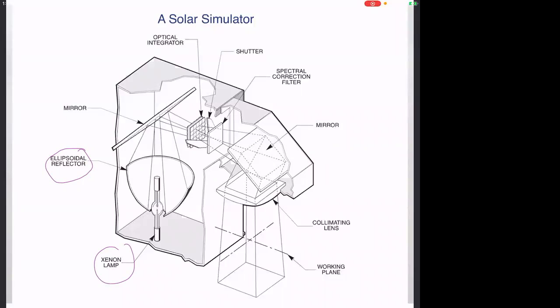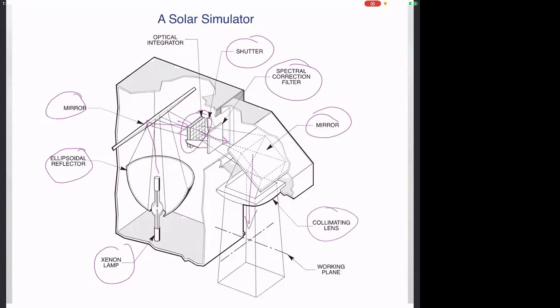Then you have a mirror shown here to bend the rays, so the light comes straight up, it's bent this way. Then you have something called an integrator, which is to ensure that the beam is very homogeneous and smooth. And then you have a shutter. And then you have some sort of spectral correction filter, so the light passes through. After correction, it looks more like the spectrum of the sun, and that's very difficult to do, by the way. And then you have another mirror which sends the light down. And then you have a collimating lens, which essentially makes sure that the light is straight coming out, or collimated.